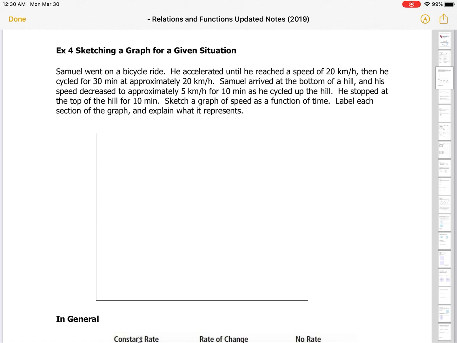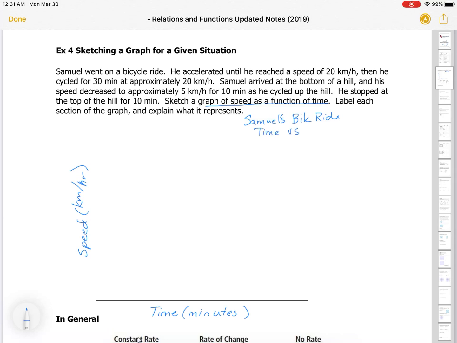So we're graphing speed versus time. On the bottom of our graph, we have time, and we're going to put it in minutes because there's a lot of talk of minutes here. Then on this side, we have speed, and we're going to do it as kilometers per hour because that's what it's given to us as. Now, we'd often put in a title as well, Samuel's bike ride, and it is time versus speed. We always want to give a title. And then we want to think about what's going on.